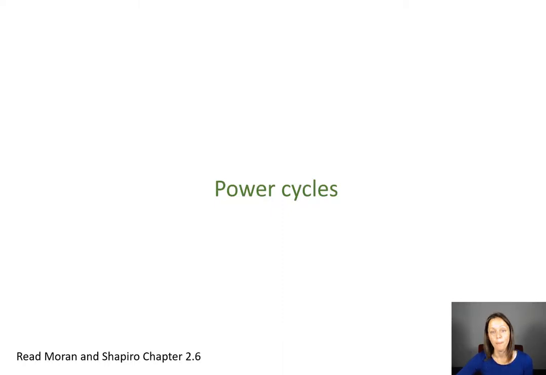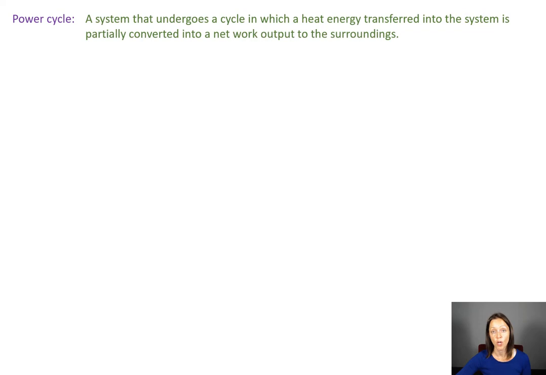Today we'll be talking about power cycles, and a power cycle is just one type of cycle that we'll analyze in this class. It's a cycle that transfers heat from a high temperature source to a low temperature source and converts some of that thermal energy into usable work. So we've got a high temperature reservoir and a low temperature reservoir.